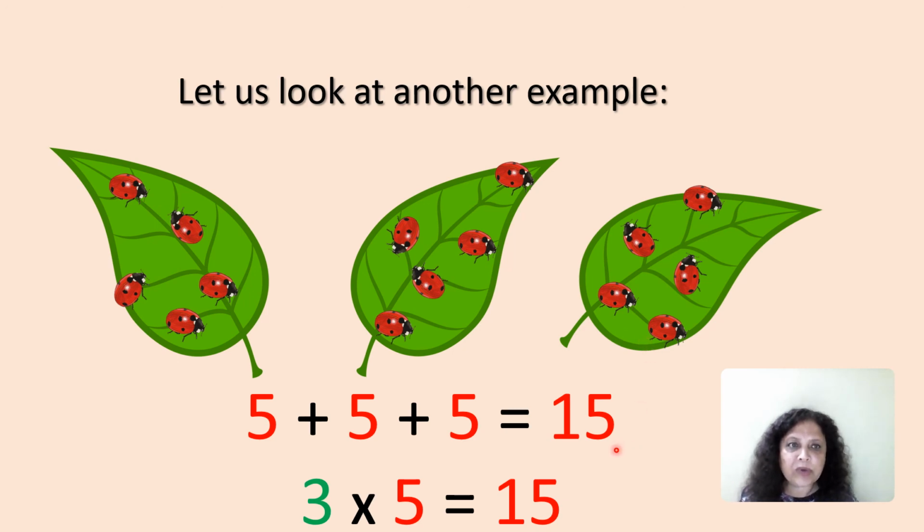So how do we write it in a multiplication sum? We write it as 3 multiplied by 5, we get 15. So 3 into 5 is 15. 3 fives are 15. So the answer is there are 15 ladybirds in all.